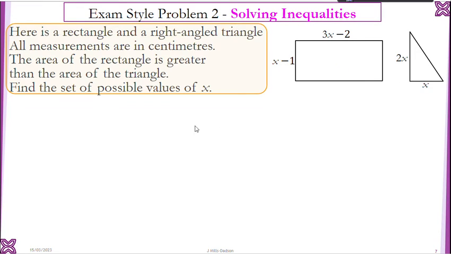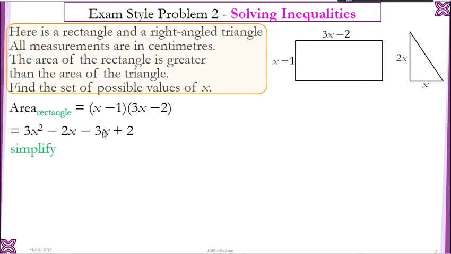So first thing is, there's a keyword that says what? The area. So we start. Area of the rectangle, we just multiply length by the width, expand the bracket. And when you expand and you simplify, you're going to have 3x squared minus 5x plus 2. So you should be familiar with how to expand brackets and simplify.